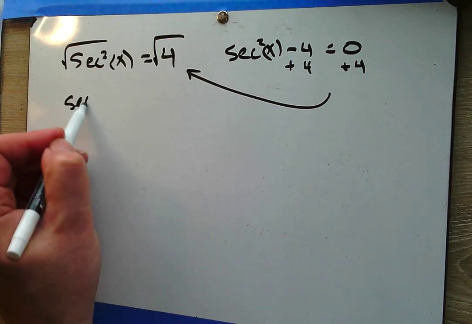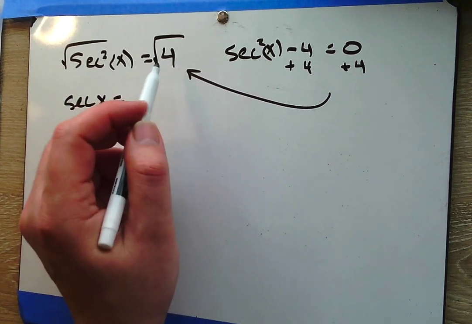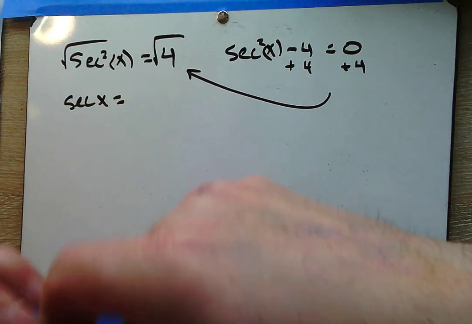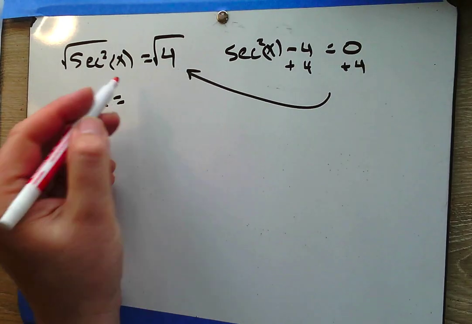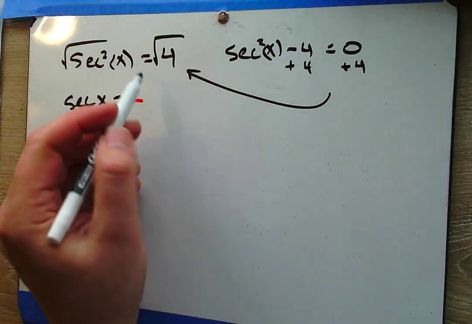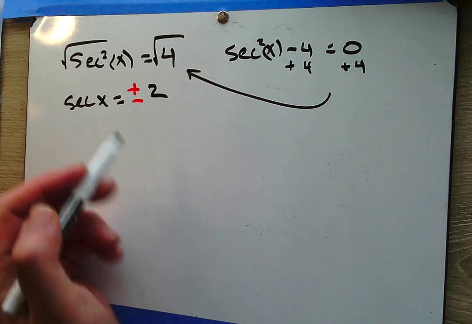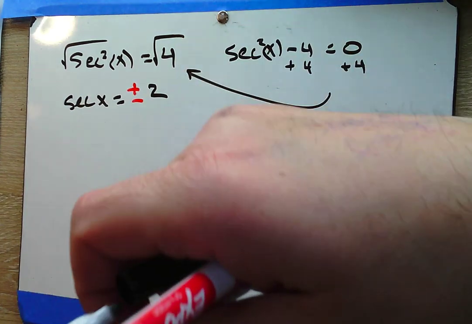So I get secant x equals, when I take the square root of both sides, what is it that I'm supposed to remember? Please remember plus and minus. If I don't have that plus and minus, I'll only have half the answers. So secant equals plus or minus 2.